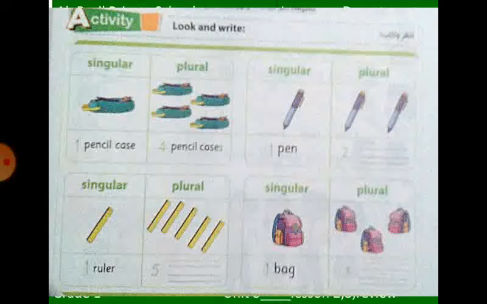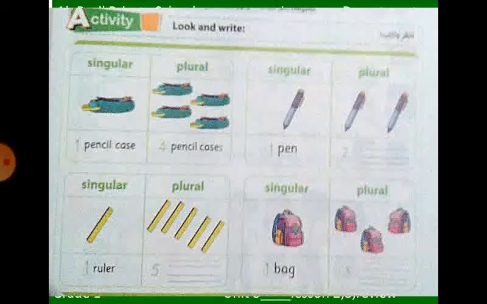Excellent. Now, look and write. انظر واكتب. Singular, one pencil case. Plural, 4 pencil cases. يبقى لما يبقى عندنا حاجة واحدة مفردة بنسميها singular مفرد. ولو عندنا أكثر من حاجة واحدة أكثر من اثنين أو أكثر بنسميهم plural. For example, we have 4 pencil cases. فنقوم قايلين إيه إنه عليهم إيه plural جمع.